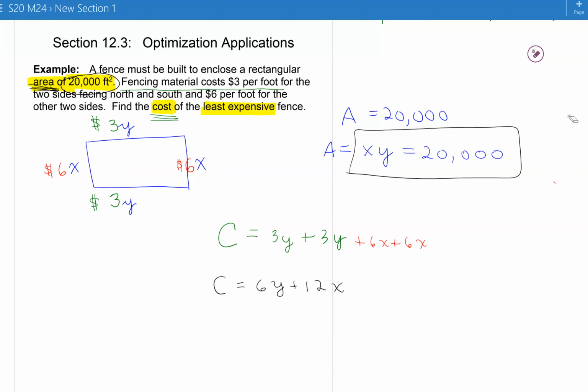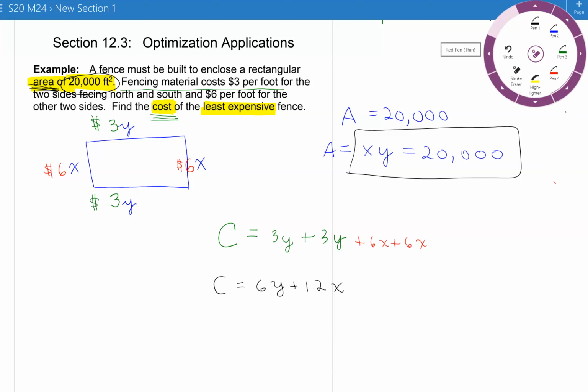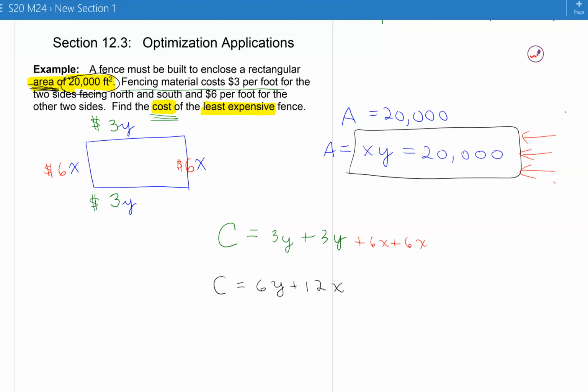Then here's the part where I have a formula with 2 letters. I can't do calculus with 2 letters. I need to replace one of the letters using this formula I have with the numbers in it. So I can replace either the X or the Y, it doesn't matter. But just so we keep everything with X, which is the more familiar, let's replace the Y. So I need to solve for Y, and Y is going to equal 20,000 divided by X.